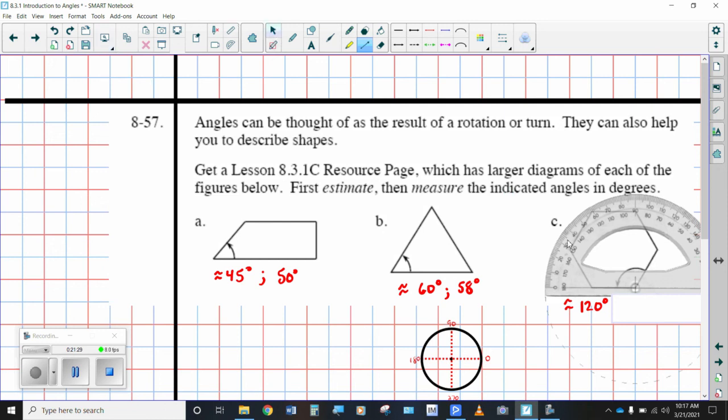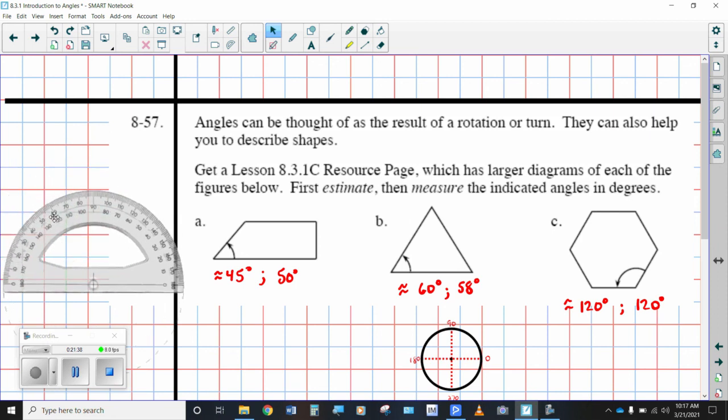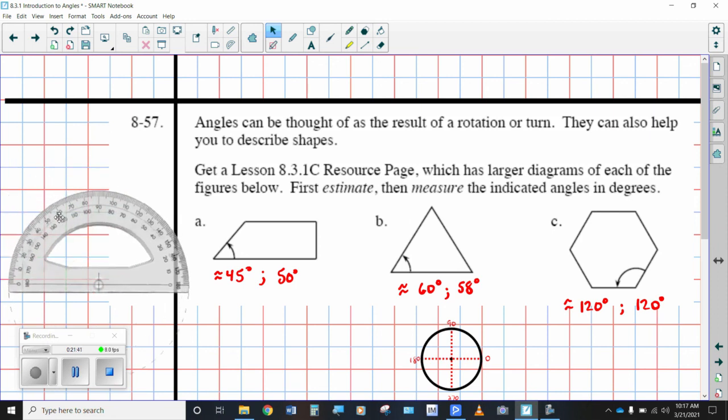Exactly. Ah, those dogs. Reveal. Reveal. There we go. 120 degrees. All right. So you can estimate angles, and you can actually pull out a protractor and get the exact measurement.